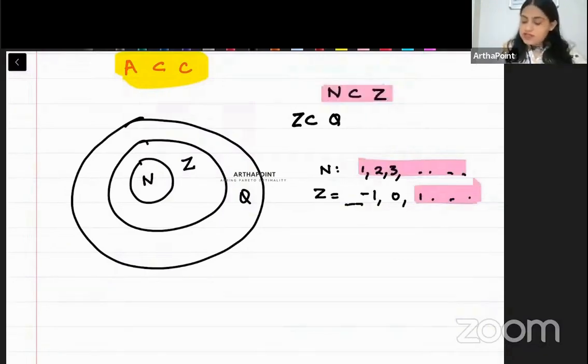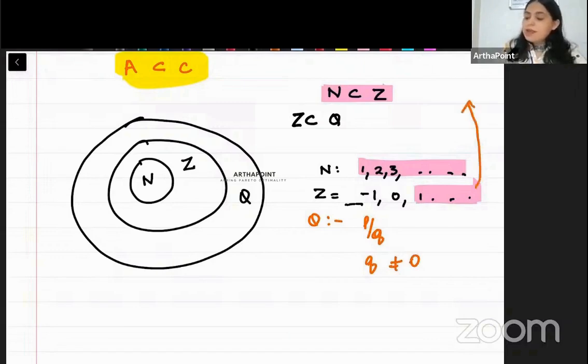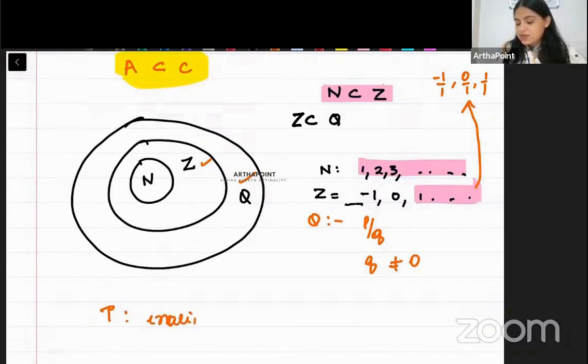Now Q, which is rational number, is any number that can be represented in P by Q form and Q is not equal to 0. तो बेटे सारे integers को मैं P by Q form में तो लिख ही सकती हूँ, 1 by 1, 0 by 1, minus 1 by 1. But I can have other numbers also, 5 by 6, 7 by 8. So beta, ये जो हो गया integers, it is a subset of the rational numbers. Now, after rational numbers, we have something which is known as irrational numbers. So let T represent irrational numbers.